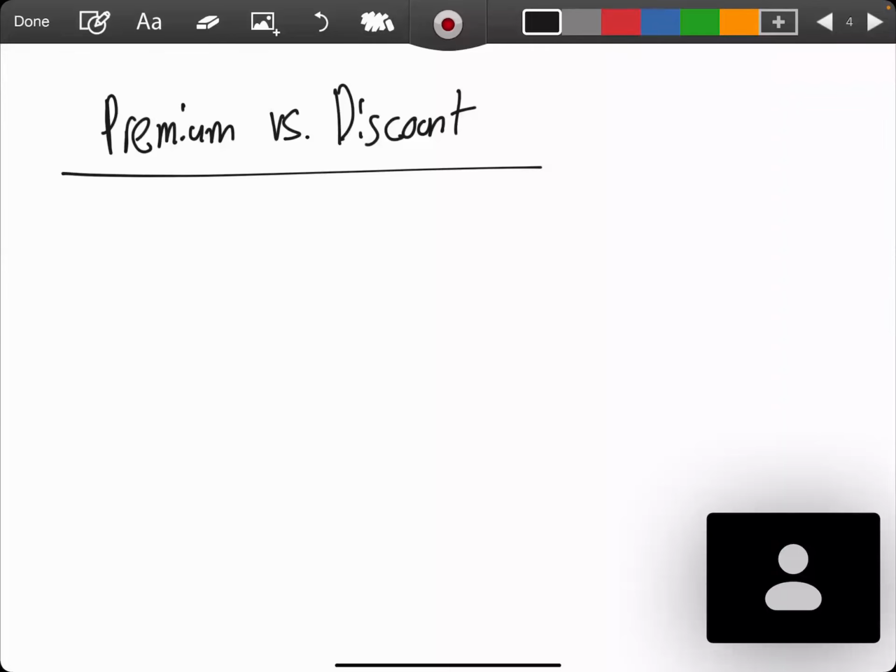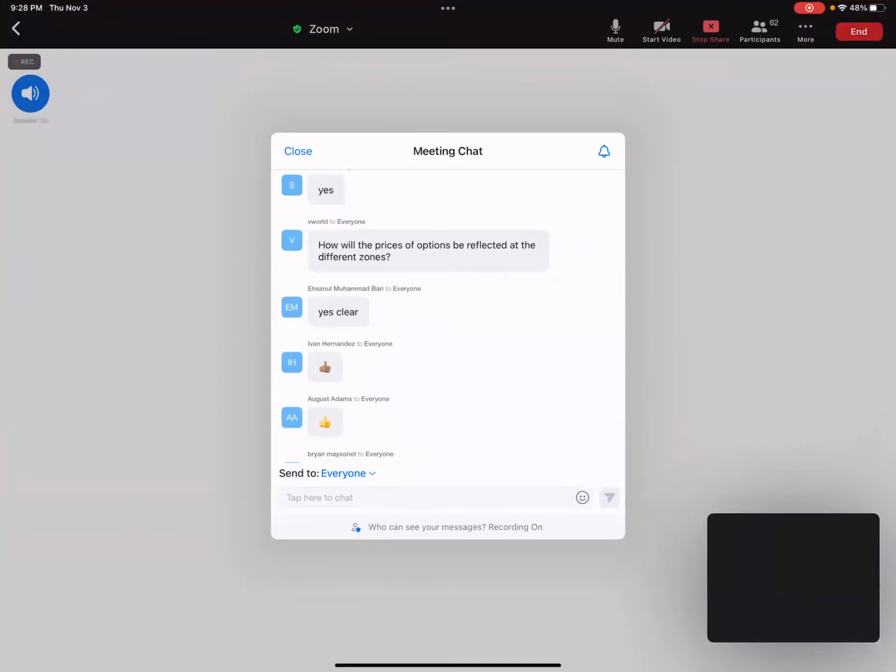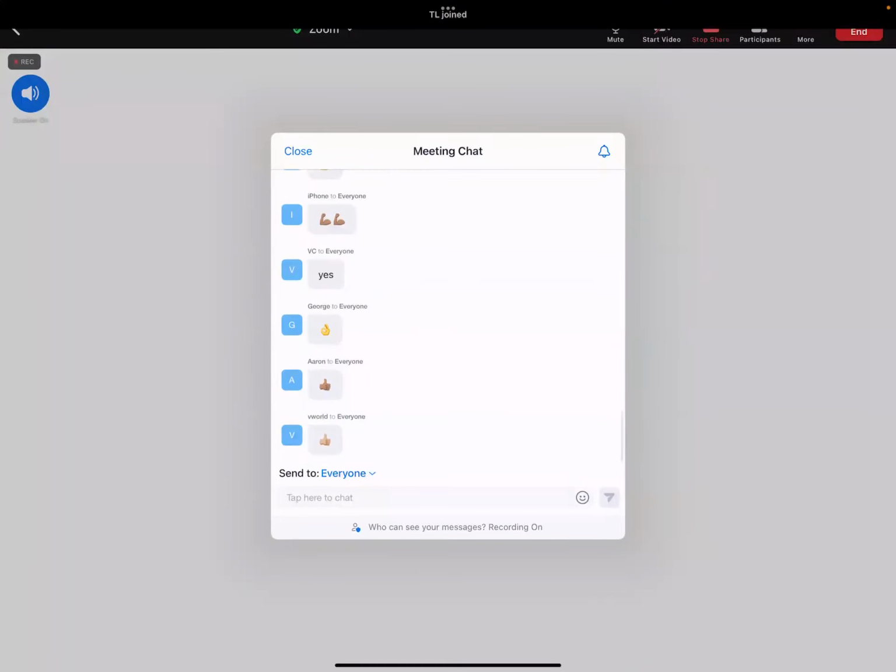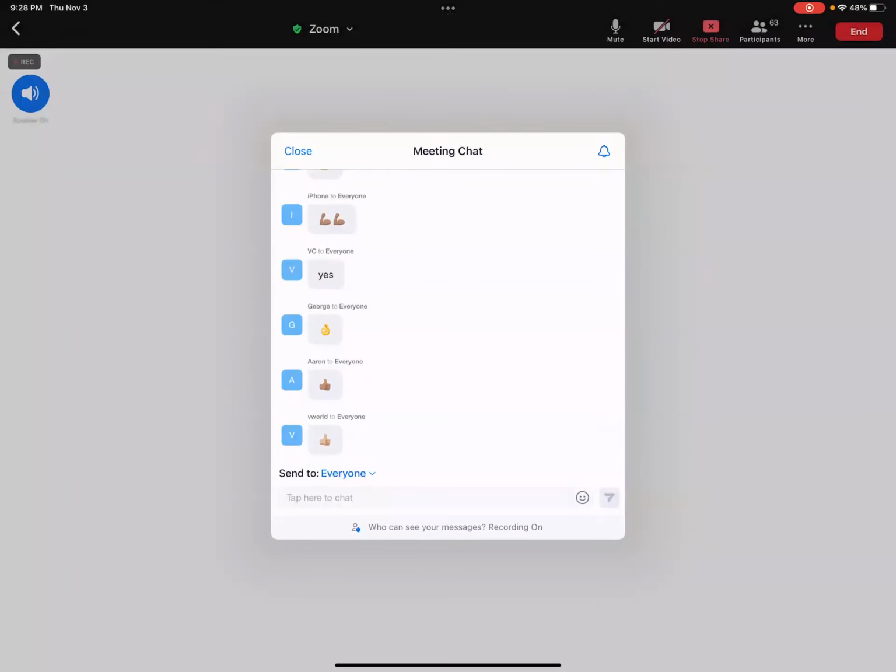Does anyone here know what premium means? Any ideas? There are no wrong answers. Absolutely, value of the contract. Now, what about discount? The price you pay for the contract. Absolutely. So the whole concept of the stock market is to buy low and sell high, right? So we want to buy low at a discount and sell high at a premium.